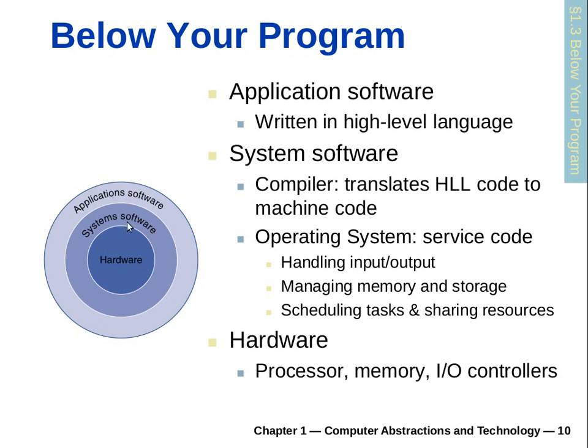Then you have system software. System software will include the compiler and the operating system. So in the lab, usually 125, you have system services. That's part of the operating system. Handling input-output. So in 131, you can run a program without doing input-output. You can just examine the memory area using a debugger, or you can examine the contents of the registers using a debugger, without printing something on the screen. Managing memory and storage.